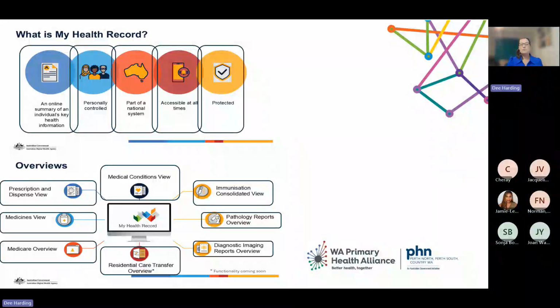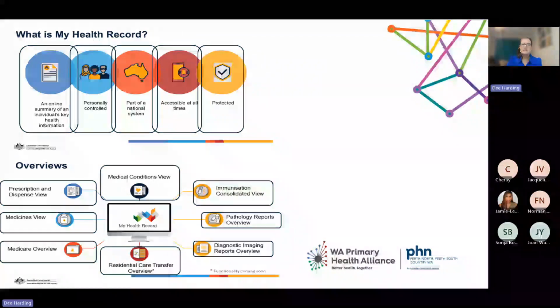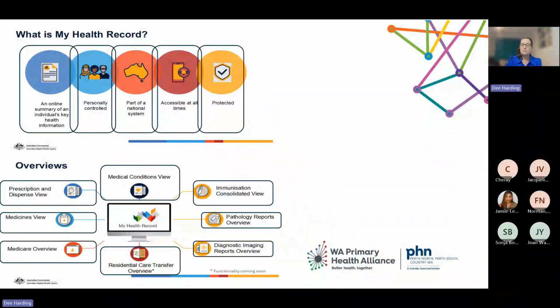Now, if you are a healthcare provider and you do not have any conformant software, you can log in via the National Provider Portal. This is, however, a viewing-only platform. You cannot contribute information. The graphic at the bottom provides an idea as to the types of overviews that are available. There are a lot of documents that sit under these, but we talk about that in another topic a little bit later on.